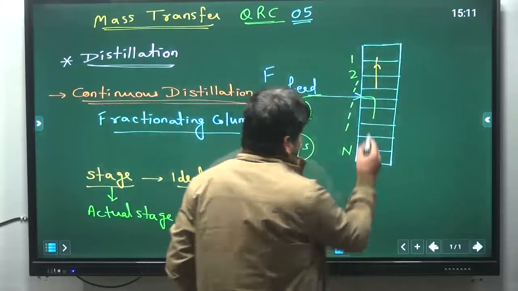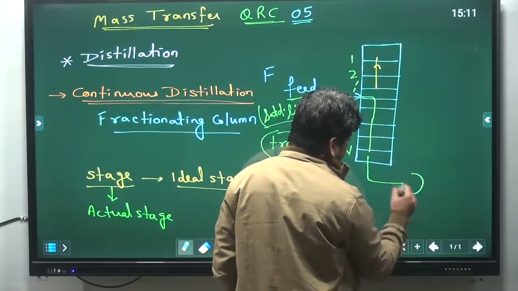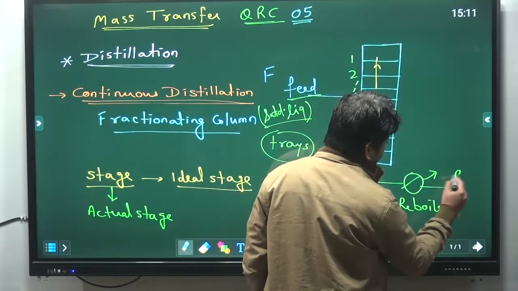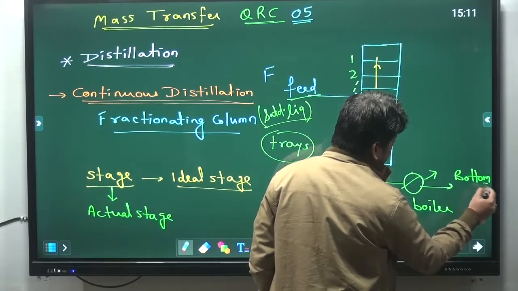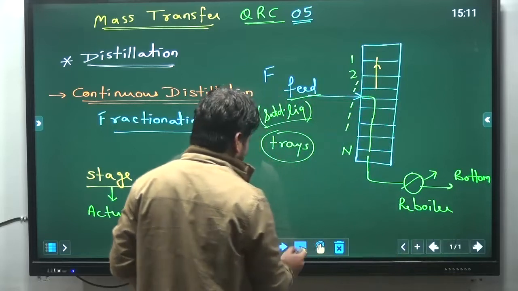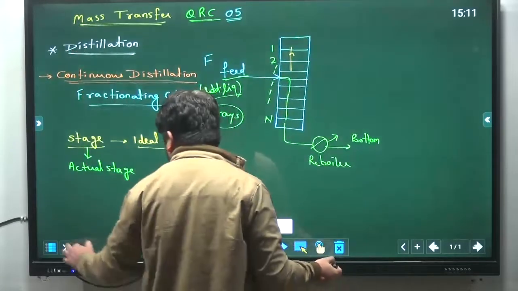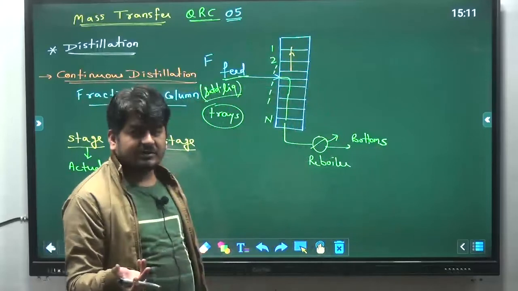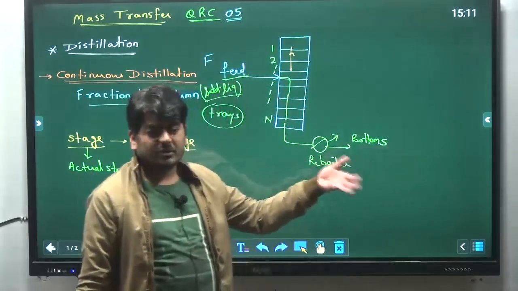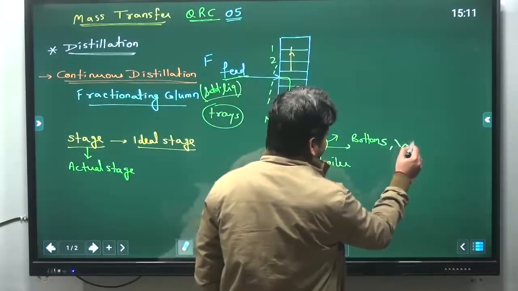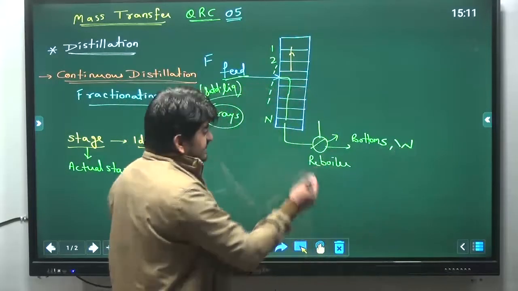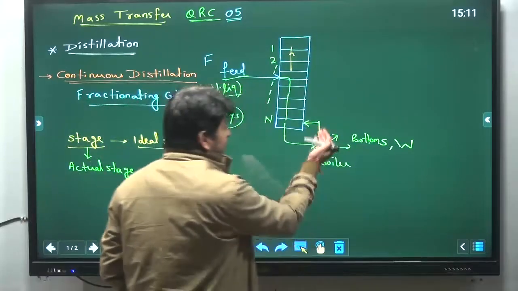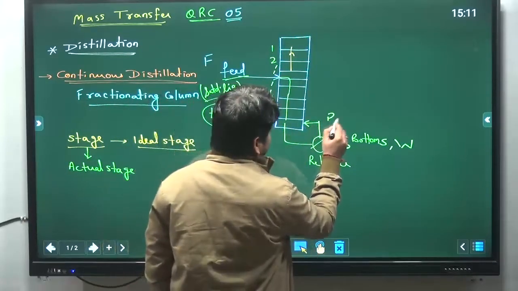So here, as the liquid is coming downward, it will pass to a reboiler, and here some of the liquid is vaporized thanks to the reboiler, and the residual liquid, the remaining liquid, leaves as bottoms, or we can say bottom product, let's say W. Some of the liquid which was vaporized is sent back to the column just below the nth stage, and this stream which is going back in the column is called boil up stream.